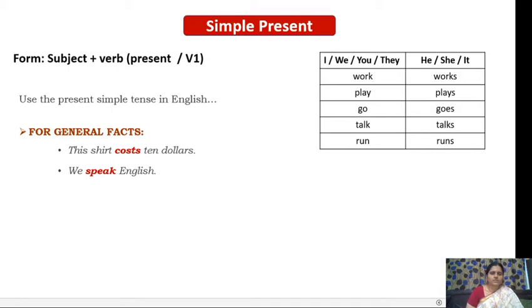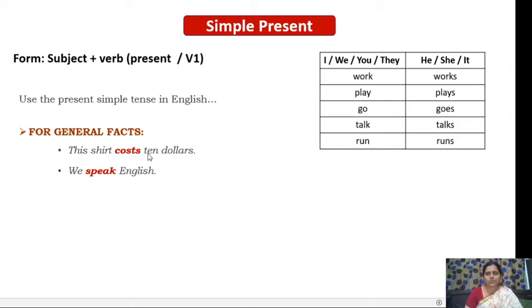Use the simple present tense to represent general facts. When we are talking about general facts, usually we construct the sentence in simple present tense. That means the form of the sentence should be in simple present tense. So let us see the example. This shirt costs $10. What we are talking about in this sentence is the shirt. Shirt falls under third person singular. And so the verb we have used, cost, we have added s to this verb. The shirt costs $10. This is a general statement.